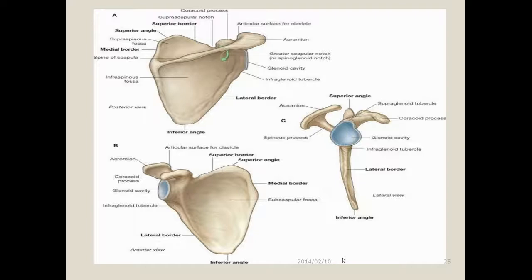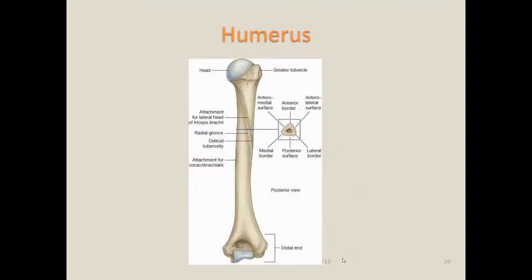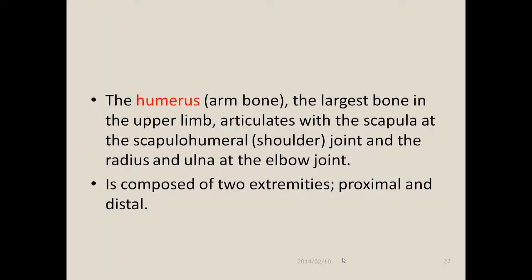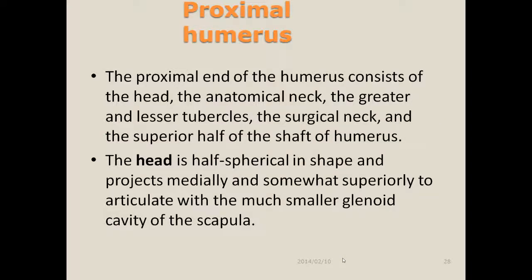We can see here the glenoid cavity. Now we will see the humerus. It is the largest bone in the upper limb, and articulates with the scapula at the scapulohumeral joint and with the radius and ulna at the elbow joint. It is composed of two extremities, proximal and distal.